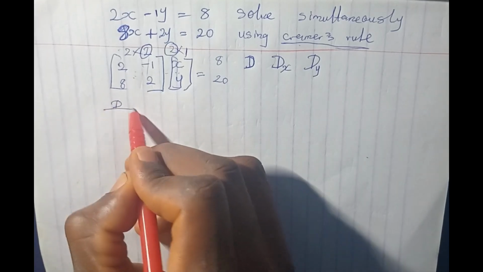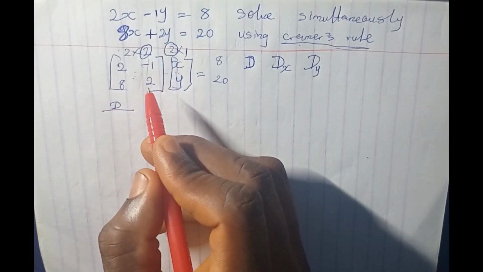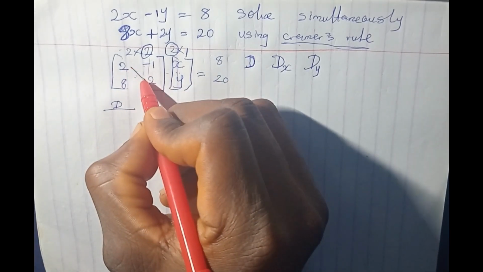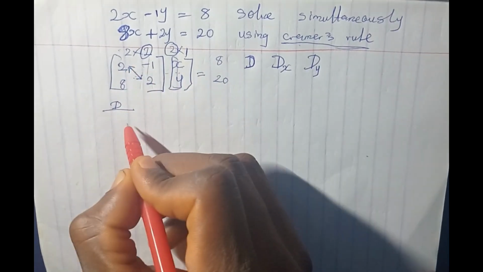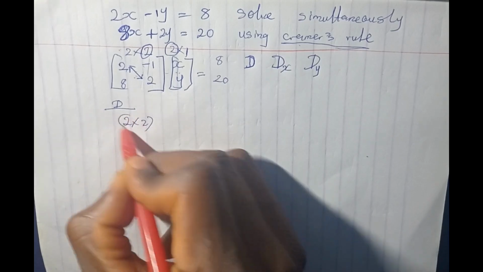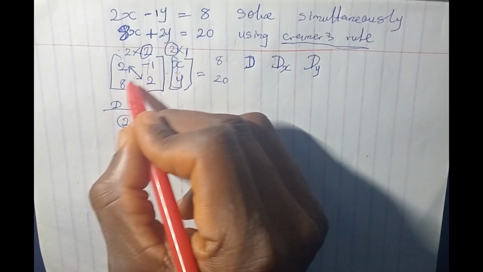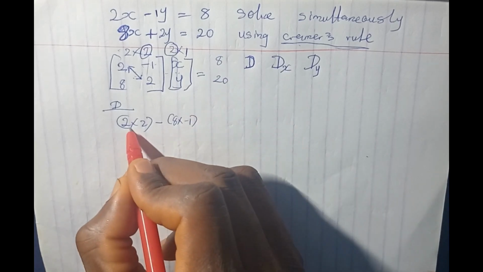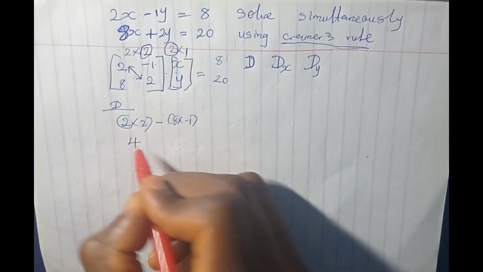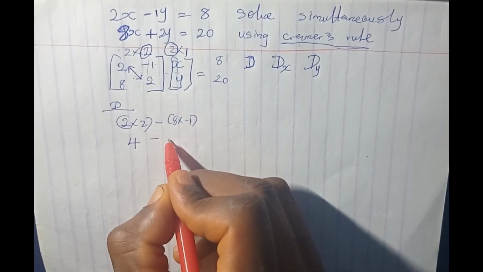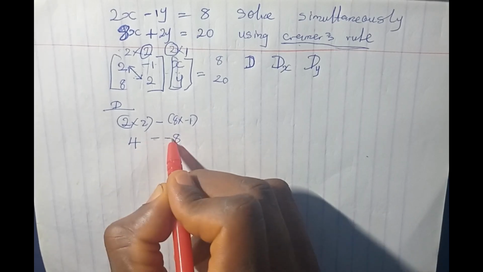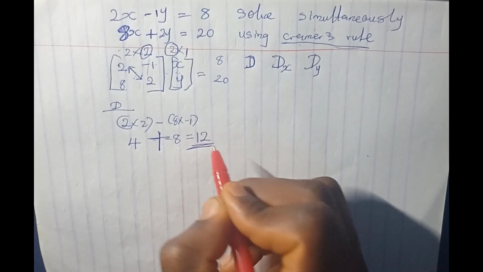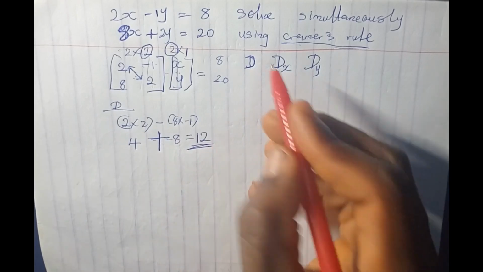Now, what's the normal determinant? It is a 2 by 2 matrix. And how do we find the determinant of a 2 by 2 matrix? So what we do is find the product of the leading diagonal, which is 2 times 2, right? Then minus the product of the other diagonal, that's minus 8 times minus 1. Is that clear? So the determinant now will be 4 minus 8 times minus 1, that is minus 8. Minus times minus is plus, so 4 plus 8 is equal to 12. So the normal determinant is 12. Is that clear? So I've gotten this.